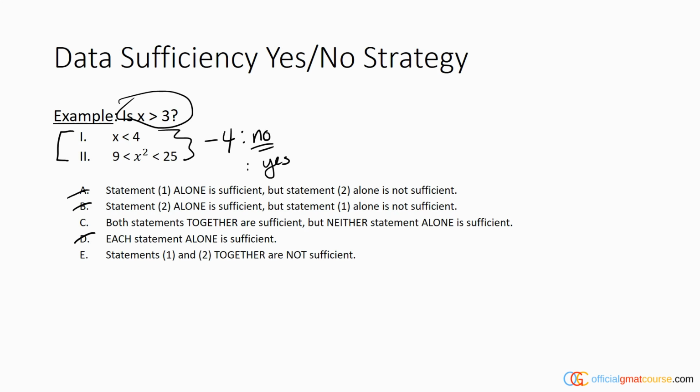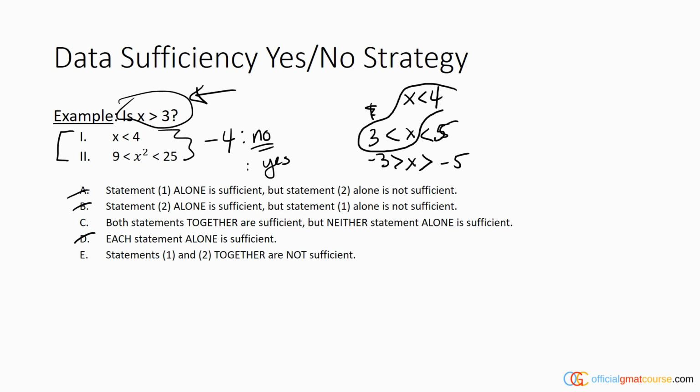So it has to be less than 4, and it has to be within the ranges we defined earlier, where x is greater than 3 and less than 5, or less than -3 and greater than -5. And I need to find values that work in both scenarios. So if x is less than 4 and x is in one of these ranges, can I get a yes answer to x is greater than 3? I can, and it's where x is less than 4 but greater than 3.